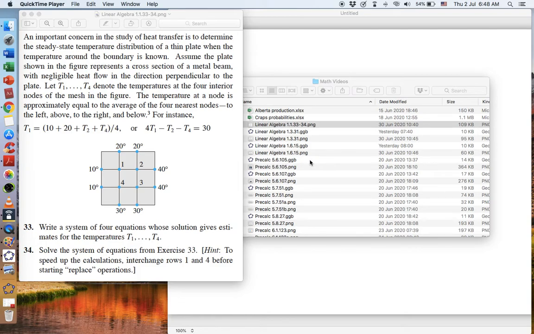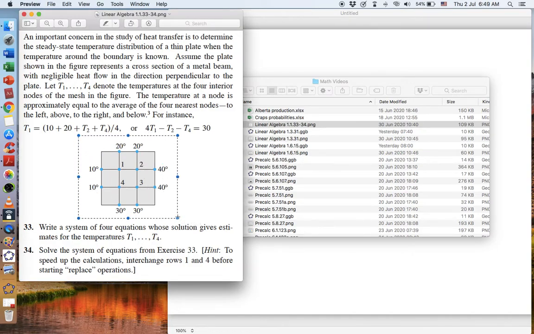Hello, in this video we're going to solve some problems using linear algebra and matrices. These will be some engineering and other science problems. In our first example here we've got some kind of a steel beam, and the beam is cut across, so we're looking at a cross section here.